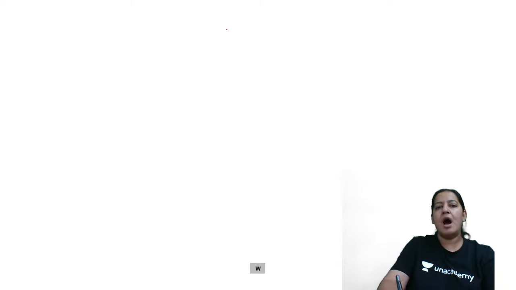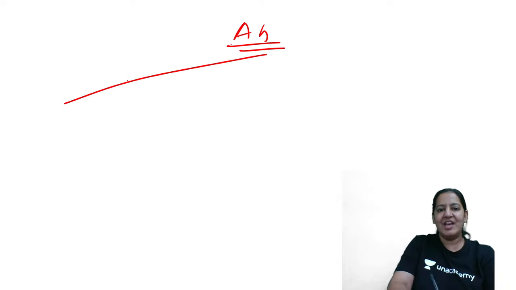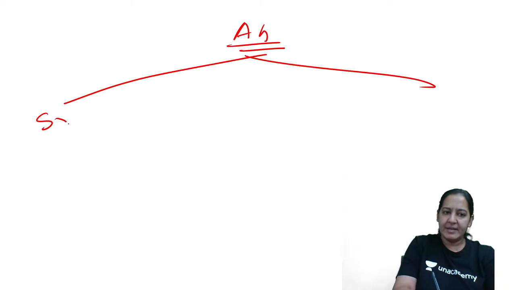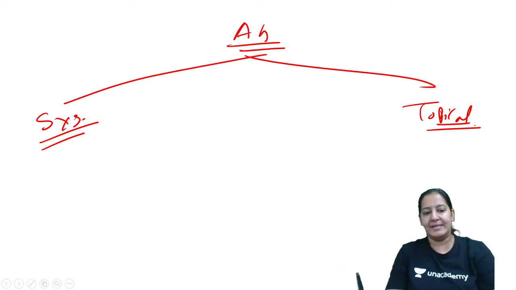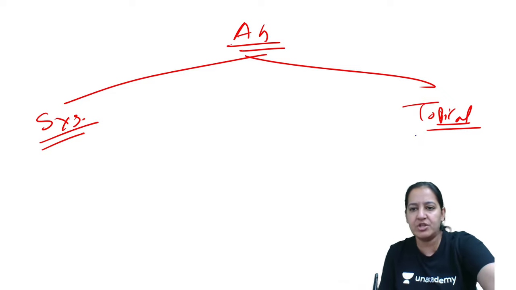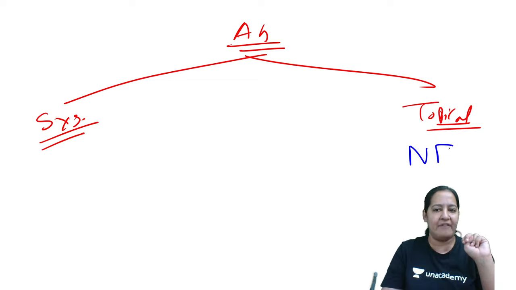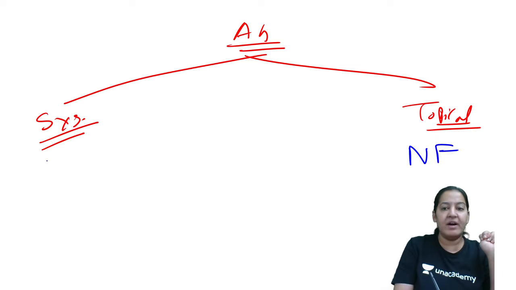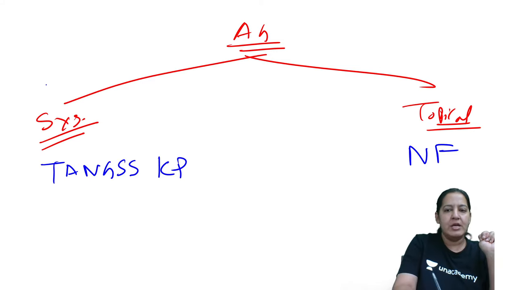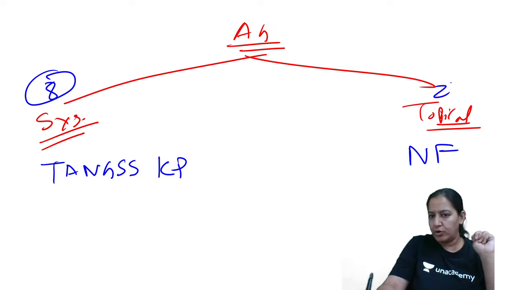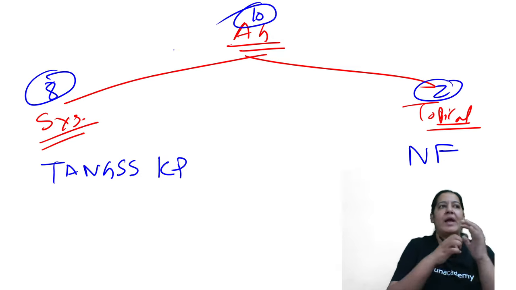Let me summarize. Aminoglycosides are of 2 types. The systemic ones are given by injection. And the topical ones are given in the form of eye drops or ointments. Let me first finish the topical ones. Only 2 are there. The mnemonic is NF. And the systemic ones are 8 in number. The mnemonic is TANGSSKP. Total 8 are there. Here total 2 are there. So total 10 aminoglycosides are there.